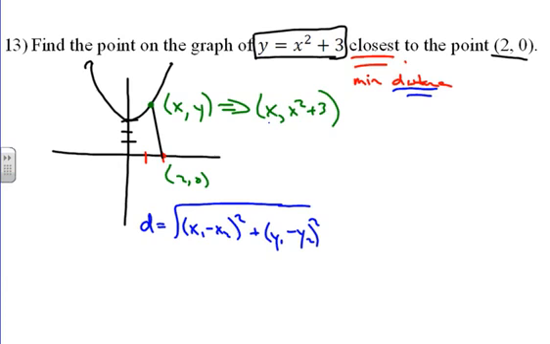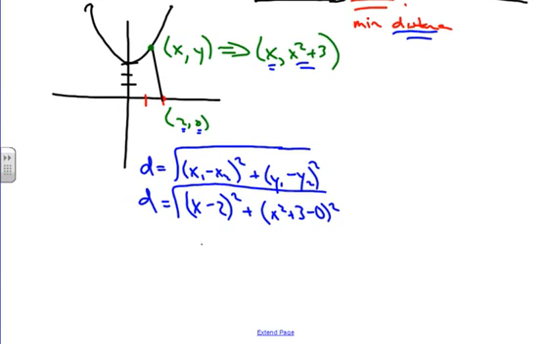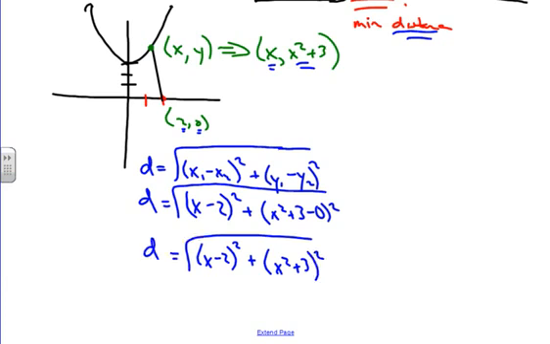So we take our x values, x minus our other x, which is 2. We're going to square that, and add that to our next value, which is x squared plus 3 minus 0. Square that, square root, and we simplify this, and we have the square root of (x minus 2) squared plus (x squared plus 3) squared. Now, if you want to use calculus, we can find the derivative of this, find the critical points, and then that will give us our minimum distance.